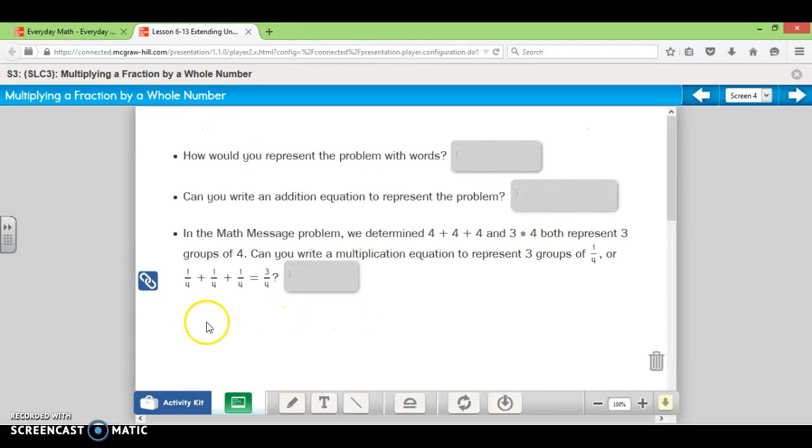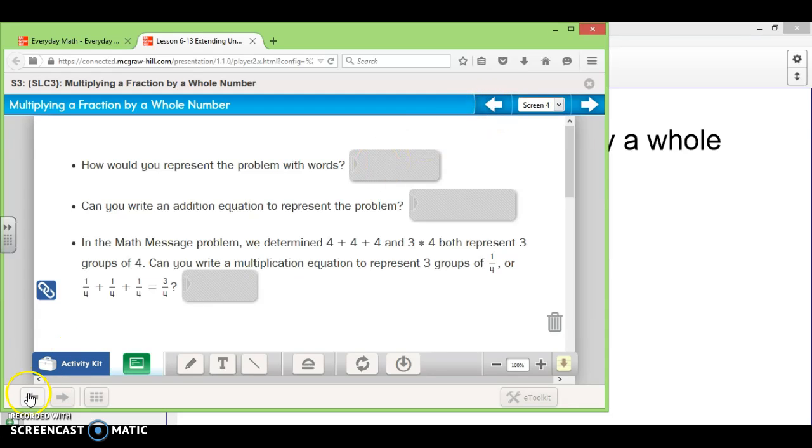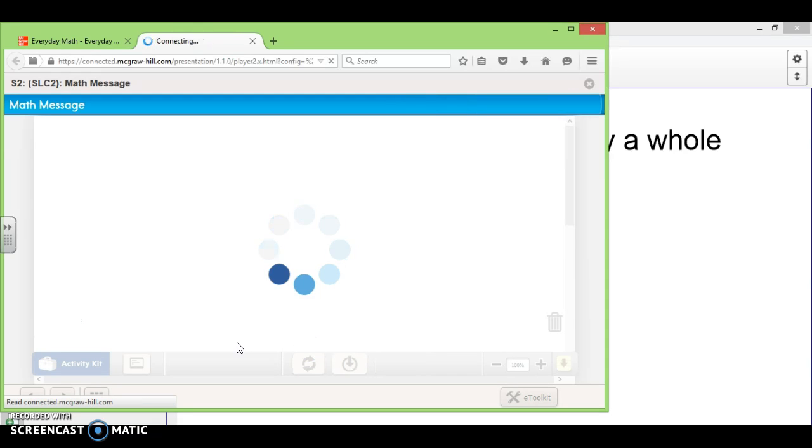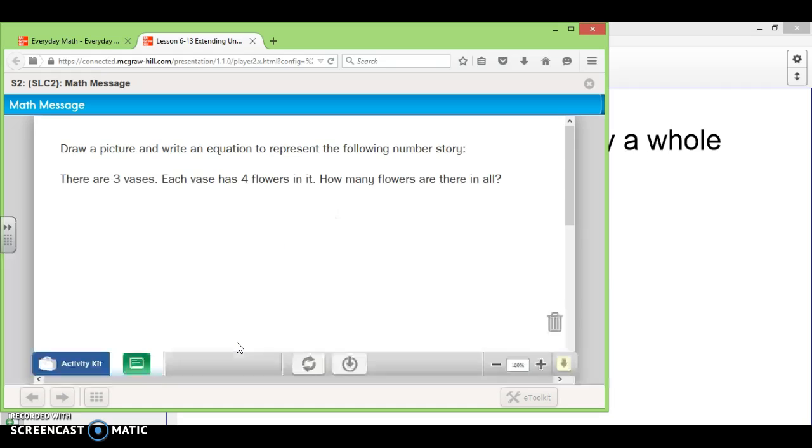So let's take a look here at a problem. I'm going to take us back a little bit to this math message. So there are 3 vases. Each vase has 4 flowers in it. How many flowers are there in all? So we could think of this as 3 times 4. Basically, 3 times 4 equals 12.